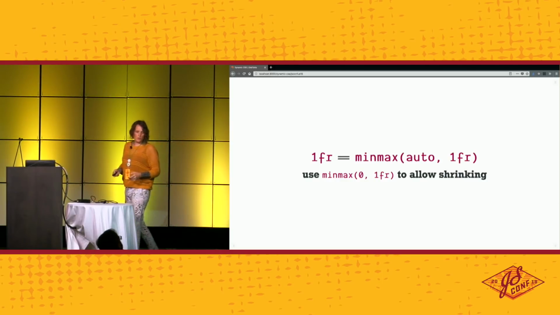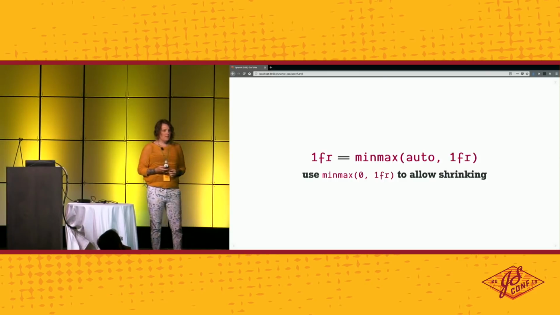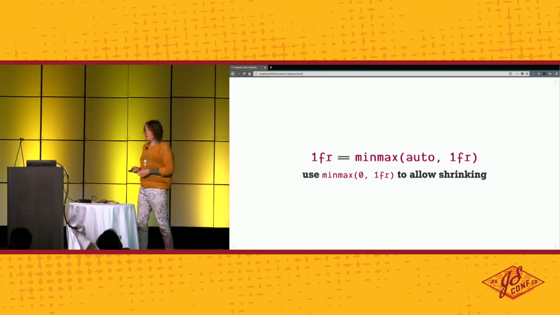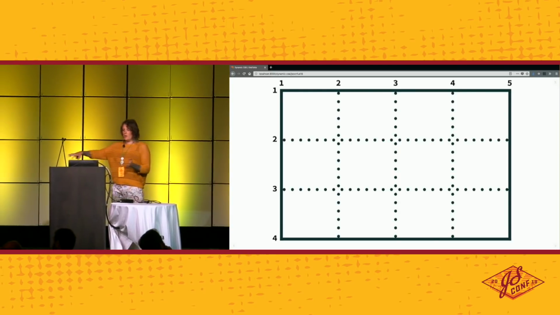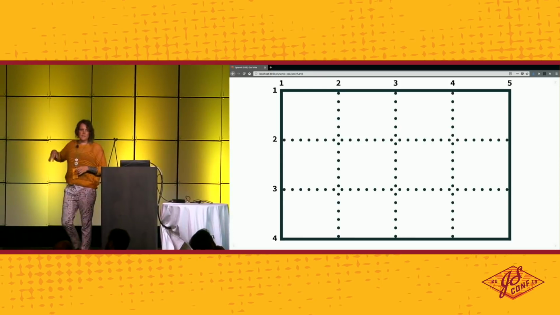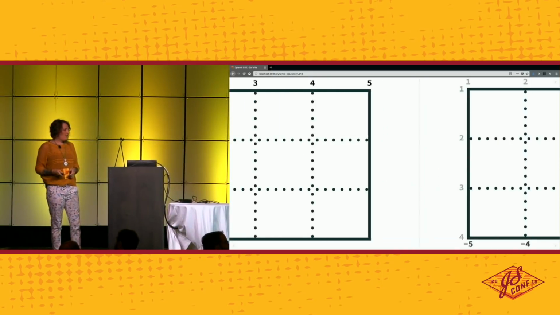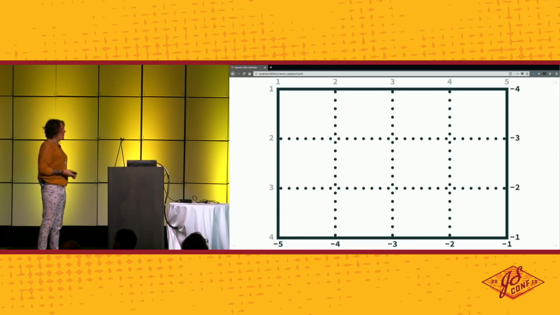So if you actually want something to shrink and grow, you have to set a new minimum. So I have quite a few of these in my code, min-max 0 on fraction to allow something to shrink completely. Grids, once you define a grid, you get a layout like this. You have your grid lines, and they're 1 indexed, and then they're also -1 indexed. So you can access them from the front or from the back.